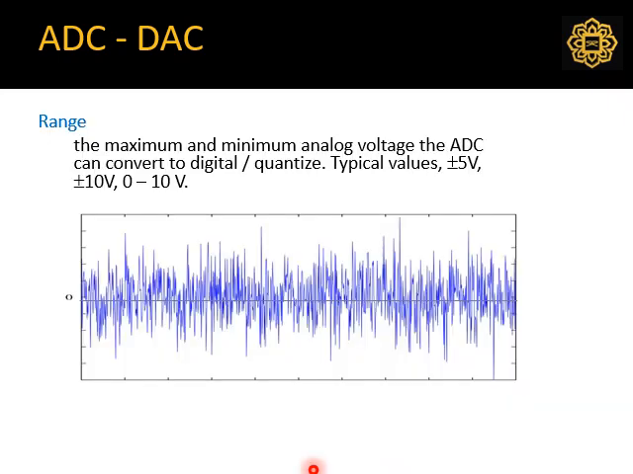So usually the range is the maximum to minimum analog voltage that can be converted to its digital equivalent. Typical ranges are plus minus 5 or plus minus 10. It is basically bidirectional, so with plus minus 5, the minimum will go to minus 5 and the maximum will go to plus 5. But you can have unidirectional 0 to 10 volt, which is more common in use.